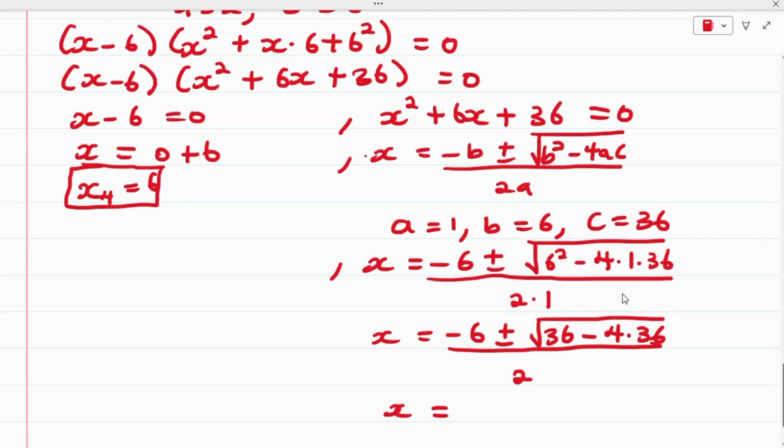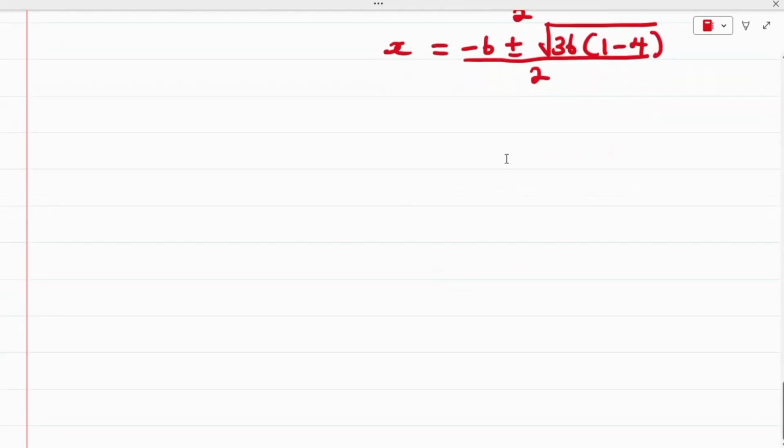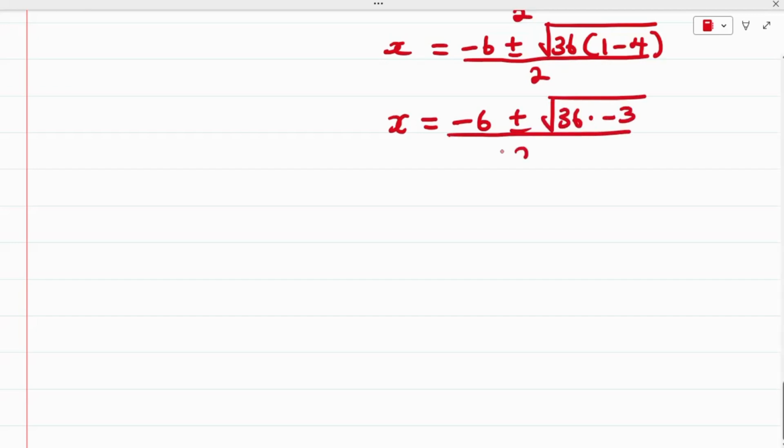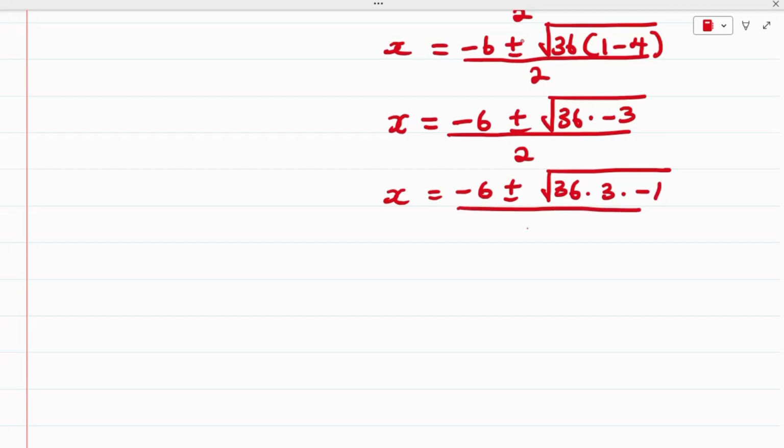So we have that x is equal to minus 6 plus minus the square root of, if we factor out 36, we have 1 minus 4 right here, and this is going to divide 2. So from here we have that x is equal to minus 6 plus minus the square root of 36 multiply 1 minus 4 is negative 3 divide 2. So we have that x is equal to minus 6 plus minus the square root of 36 multiply 3 multiply negative 1 divide 2.